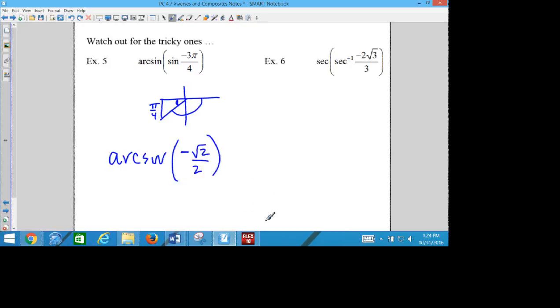So now, arc sine means where is the sine negative radical 2 over 2, but within the restriction. So it's not going to be the same place because that's not in the restriction. Sine has to be from here to here. So we want the negative to be there. Negative pi over 4 would be the final answer.